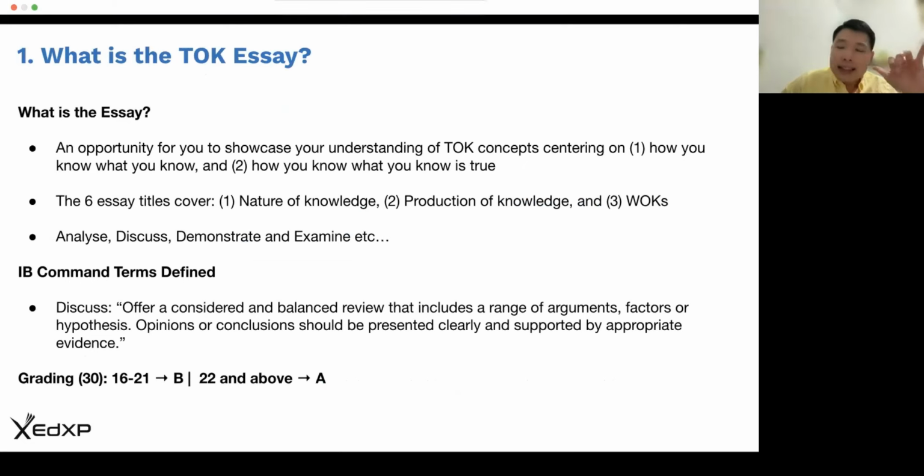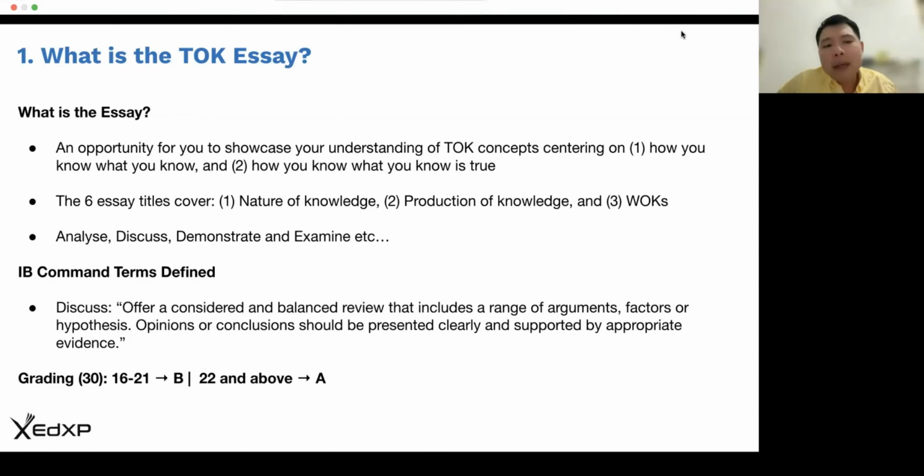There will be 6 essay titles. If you are going to do the November 2023 or the May 2024 or next year or whichever it is, it doesn't matter how the IB is going to change, the 6 essay titles will revolve around 3 things: nature of knowledge, production of knowledge, and finally, sometimes, though not as common these days, it might ask you a little bit about your ways of knowing.